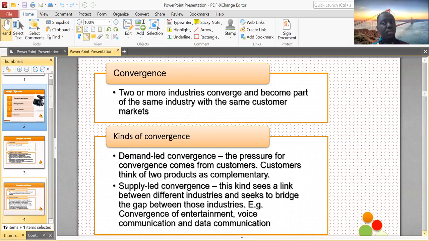So convergence is something important to understand. It could be demand-led or it could be supply-led. And as I've already indicated, if it's demand-led, it means it's originating from the customer. If it's supply-led, then it means that there's usually a gap that is identified between two industries, and what industries would do would be to seek to bridge that gap. If you put the entertainment industry on one hand and you put the telecommunications industry on the other hand, you might think these are two separate industries, but these two industries can come together in order to drive something special or drive their businesses. So that's more about supply-led convergence.